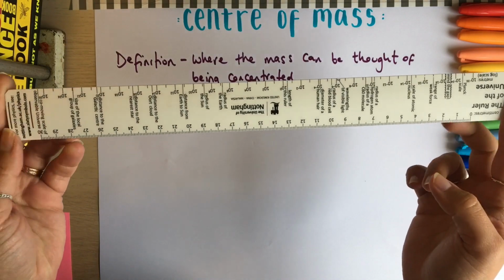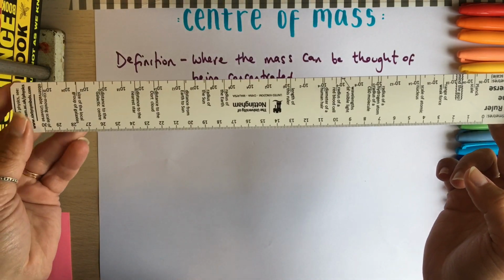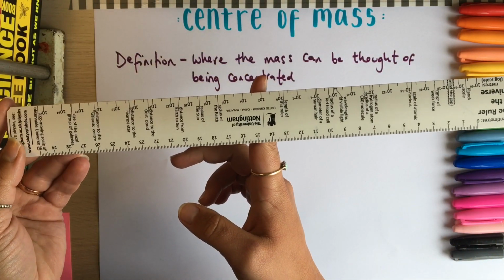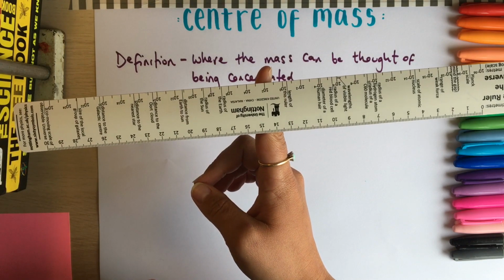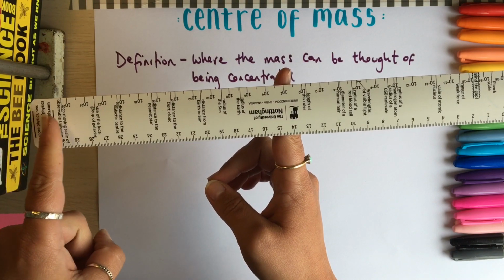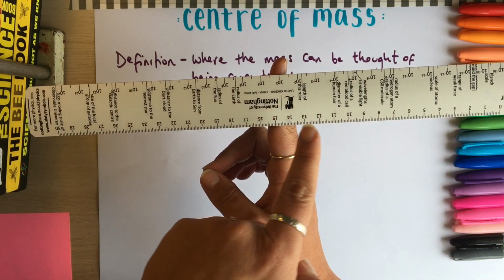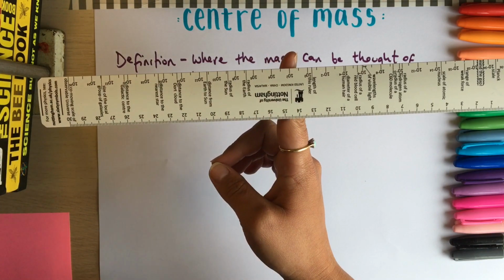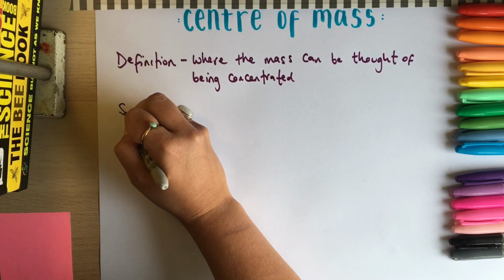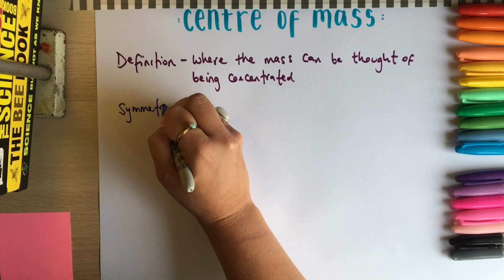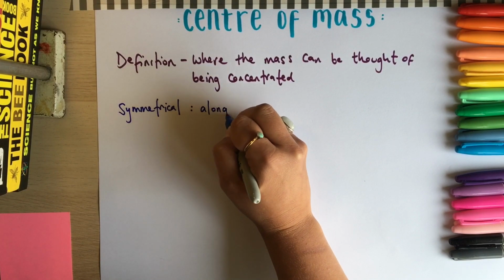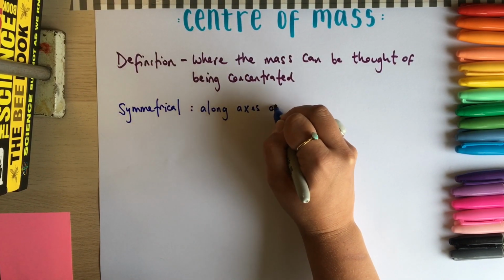The centre of mass, for a regular shape like this, is going to be in the centre. So if I hold this ruler balanced on my finger at its centre point, it balances, and that's because there's the same amount of mass on this side as on this side, so it gets balanced through this centre point. So if it is a symmetrical object, then it is going to be along the axes of symmetry.